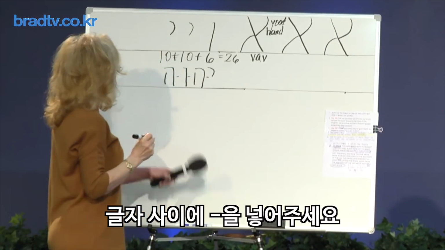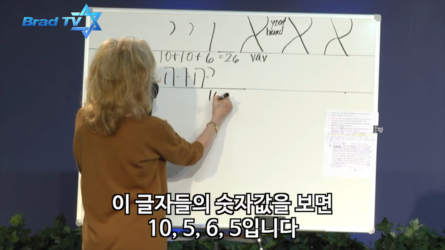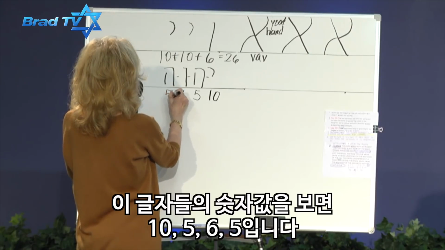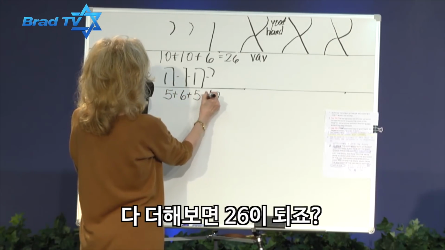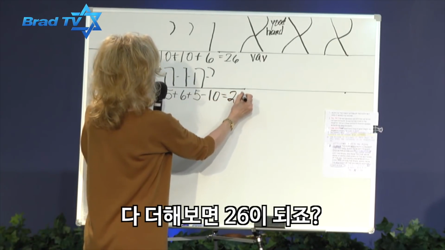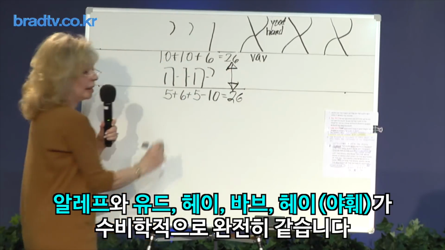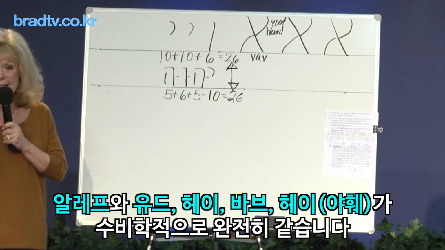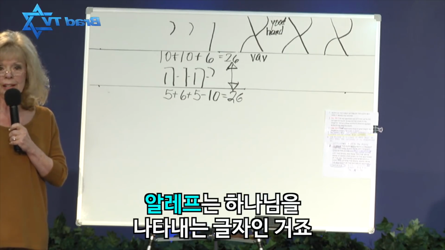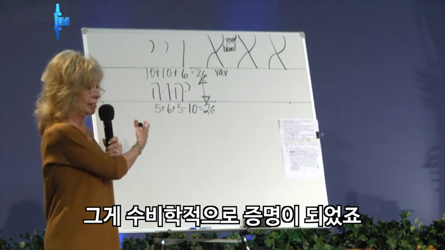All right. So now we're going to put the numerical value for each letter, which is 10, 5, 6, and 5. Now add those together, and what do you get? 26. Look at this. The Aleph and the Yud Hey Vav Hey are exactly the same gematria. Aleph represents God. It's an amazing thing, and there it is in the gematria.